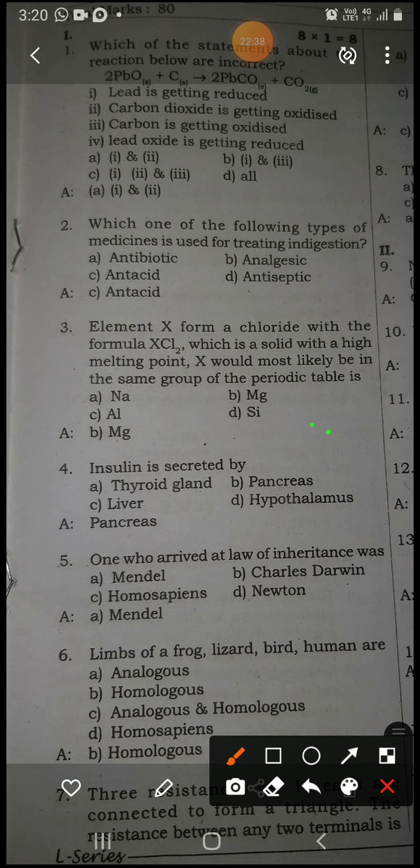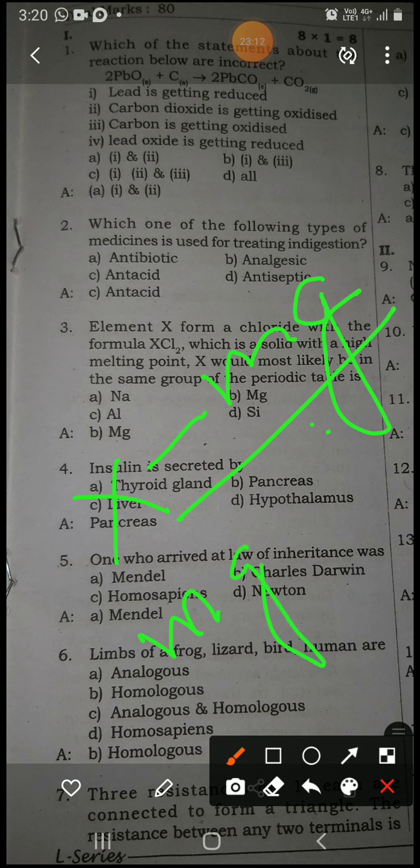So the right answer is MgCl2, magnesium chloride. Instead of X, we need to fill in Mg, magnesium. So here, children, we need to find the right one and write it. Mg will be the right answer, because it becomes MgCl2. Instead of X, we put Mg, and it becomes MgCl2. Got it.